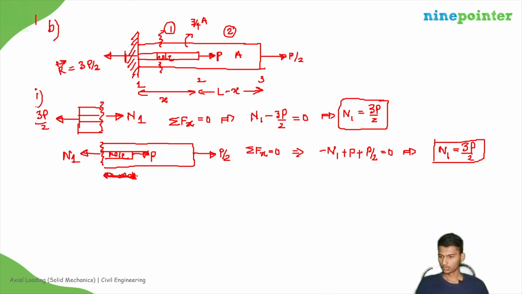This is part 1. We need to find for segment 2 also. For segment 2, you should cut it in segment 2. So you can take the right part.